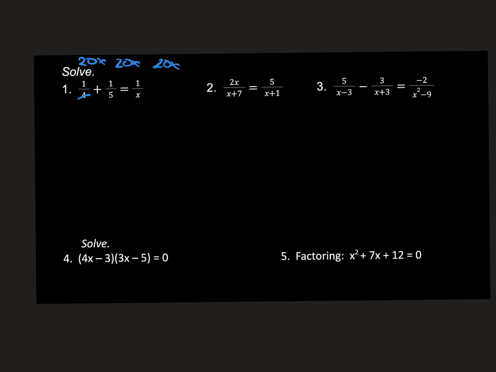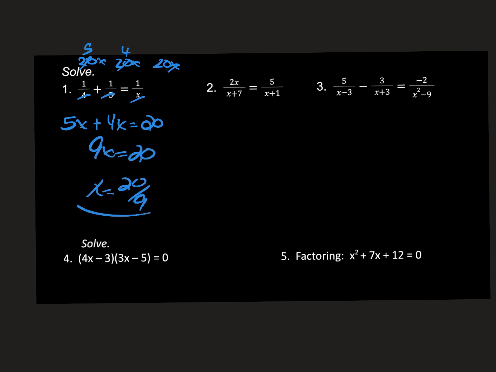The first one, 4 goes into 20 five times. You multiply the 5x times the number on top, which is just a 1. Second one, 5 goes into 20 four times, so that leaves me 4 times x times 1. And the other side, the x's cancel. 1 times 20 is 20. Add them up. 9x is 20. Divide by 9. 20 over 9.